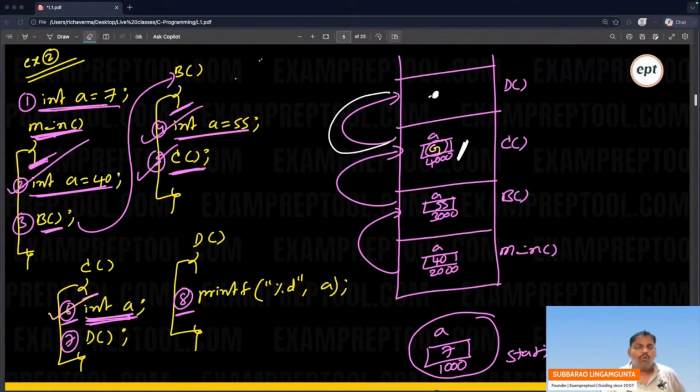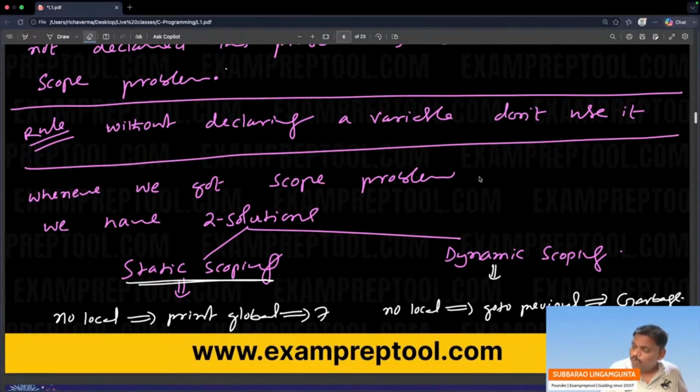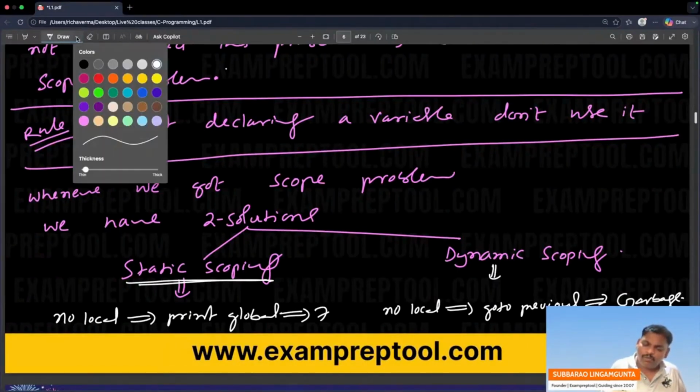You are using a variable with no local. This is called a scope problem. Whenever there is a scope problem, instead of an error, actually it is an error, but instead of giving an error, they are giving two solutions. One solution is static scoping.